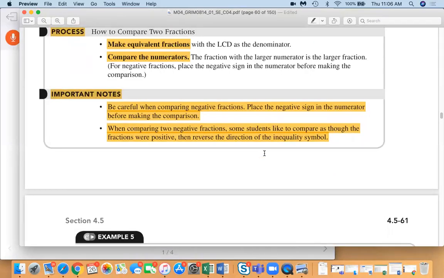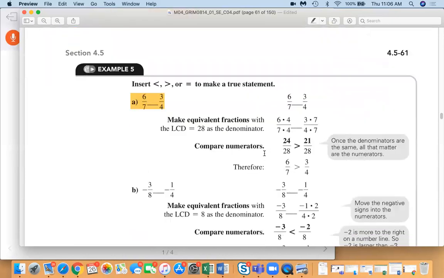Be careful when comparing negative fractions. Place the negative sign in the numerator before making the comparison. When comparing two negative fractions, some students like to compare as though the fractions were positive and then reverse the direction of the inequality. That'll be up to you, whatever makes most sense.